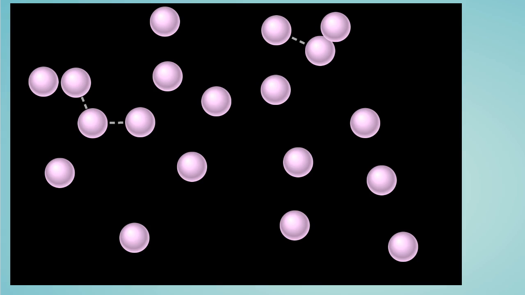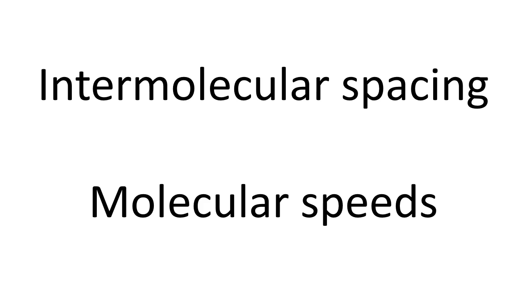Welcome to this video. We are going to briefly take a look at how solids, liquids, and gases differ from each other. Now we're going to look at two crucial aspects. Those two aspects are intermolecular spacing and molecular speeds. The spacing is basically how far apart are molecules, and the molecular speeds is just how fast are they going.